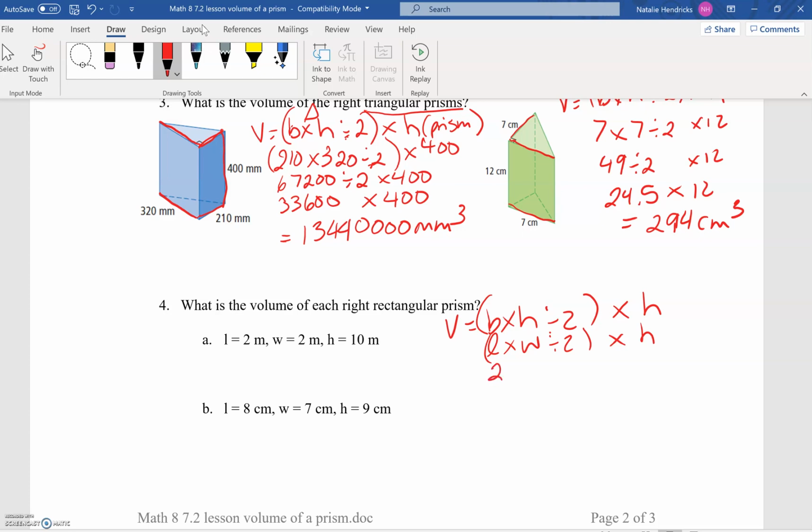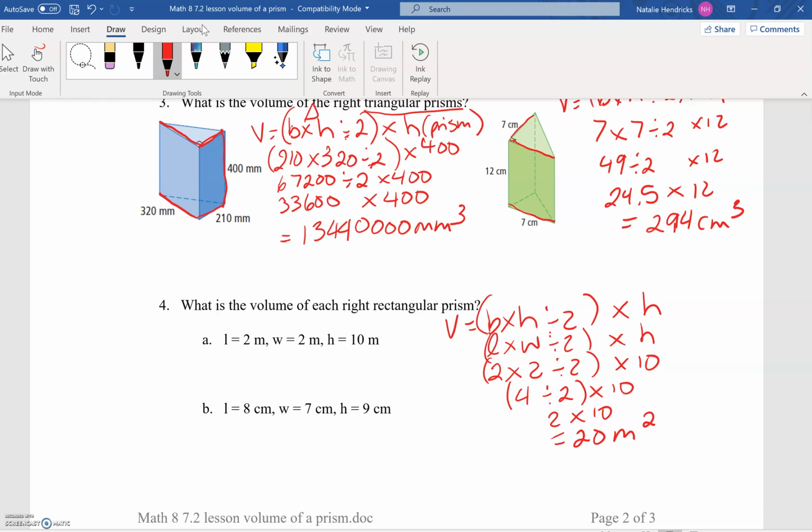So we got length is 2 times 2, and that's going to be divided by 2 times 10. So 2 times 2 is 4, divided by 2 times 10. 4 divided by 2 is 2, times 10, and that is 20 meters squared.